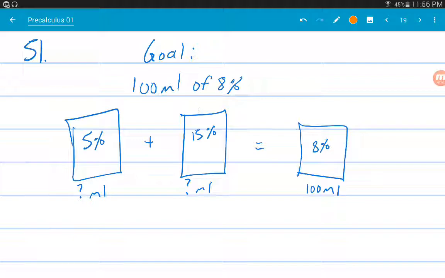Our goal is 100 milliliters of 8%, right? So that's my goal over here. 8%, 100 milliliters. Here on the left, 5%. I don't know how many milliliters of that, plus 15%. I don't know how many milliliters of that, so I've represented those with question marks. But let's be honest. If they have to add up to 100, that means one of them is going to be x, and the other one is going to be 100 minus x. And I have faith that you can solve it from there, so good luck. See you in class.